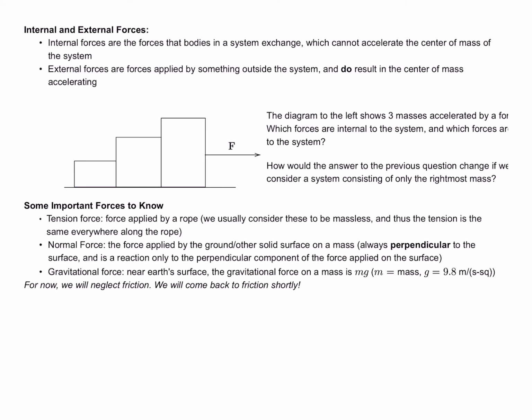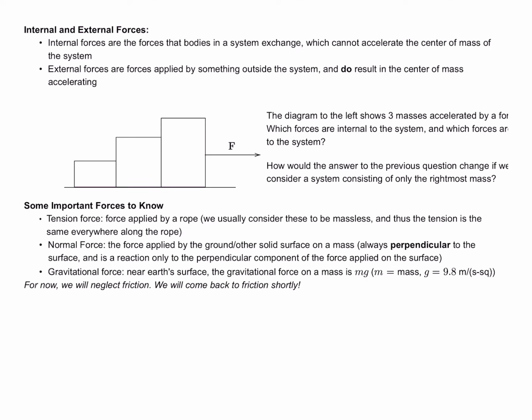So internal forces, basically whatever forces you consider to be internal, depends on the system that you choose to look at. And external forces are forces applied by something outside of the system that we choose and do have the capability to accelerate the center of mass. So in this diagram over here, we want to look at the internal and external forces. So whenever they ask you about internal forces, the first thing that you need to think about is, what is the system? And right now, the system is all three of these blocks together.